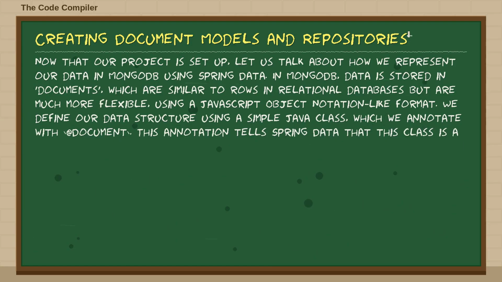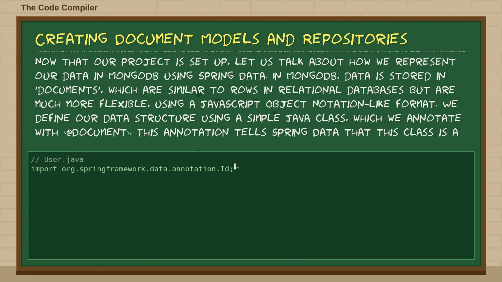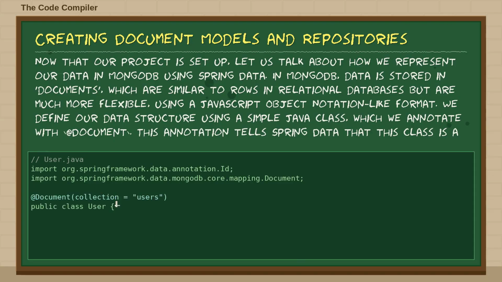Following this, we create a repository interface. This interface extends Spring Data's Mongo repository, which instantly provides us with a rich set of methods for performing common operations like saving, finding, and deleting documents, without writing any implementation code. It is magical how much boilerplate code this saves us.